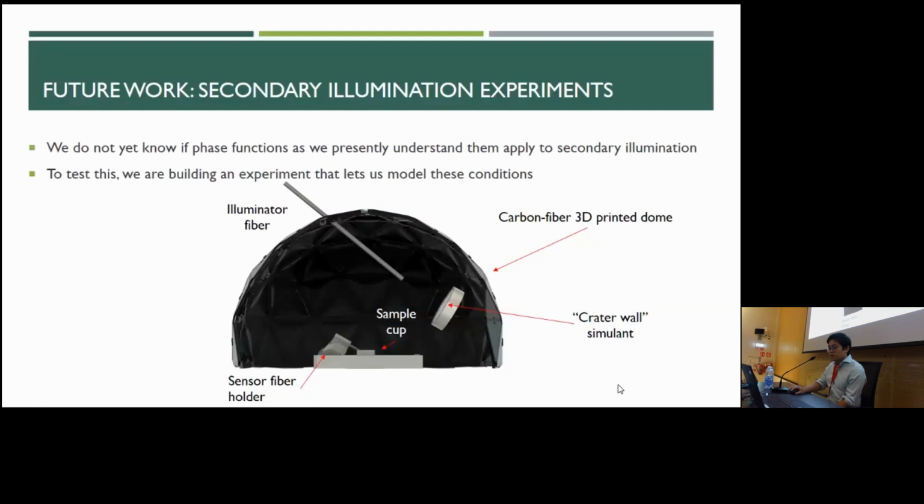To do this, we're going to be covering essentially a dome around our sample that is going to be 3D printed out of carbon fiber in order to reduce reflection, as well as painted with a very dark black paint. And we'll be able to come up with different scenarios to put inside that dome to simulate the secondary illumination conditions with actual materials in the lab.